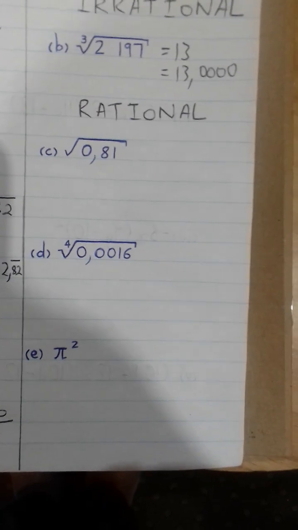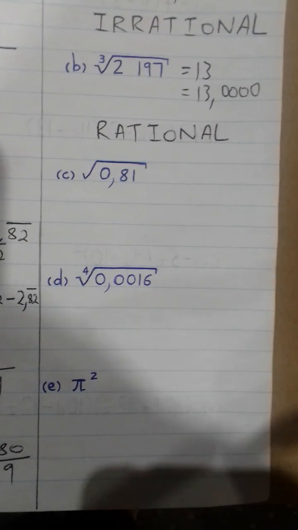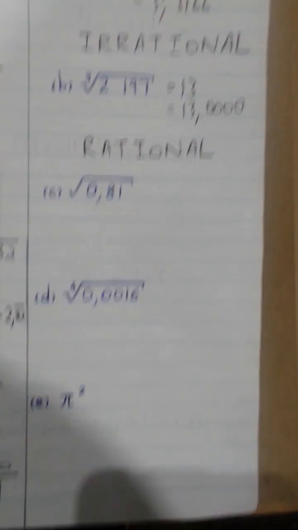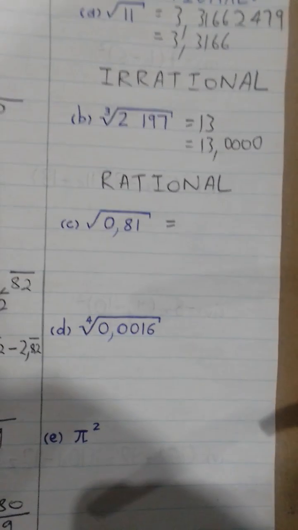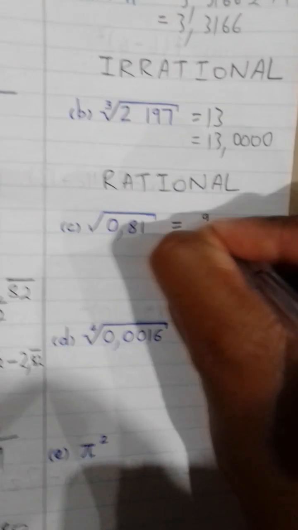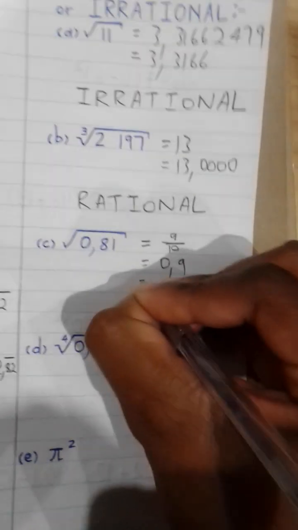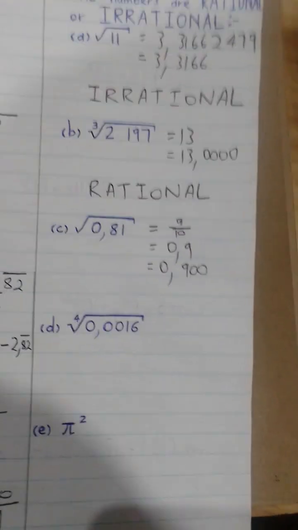C, square root of 0.81. Square root of 0.81 is 9 over 10, which is 0.9. To 4 decimal places, 0.9000. This is the simplest form, so therefore it is rational.